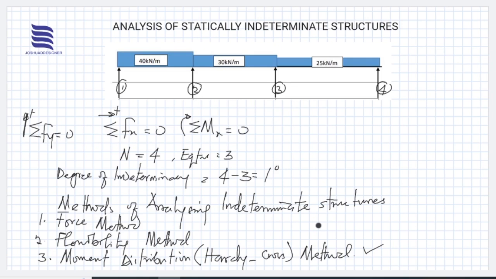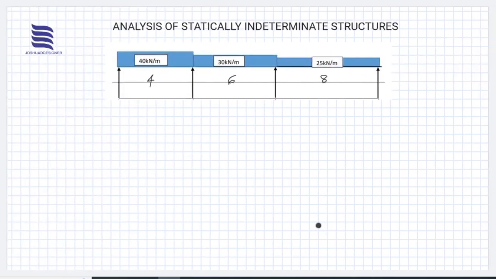I have this beam structure, a three span beam being loaded by varying loads: 4 kilonewton per meter on the first span, 30 kilonewton per meter on the second span, and 25 kilonewton per meter on the third span. There are basic steps to obtaining your results with moment distribution.